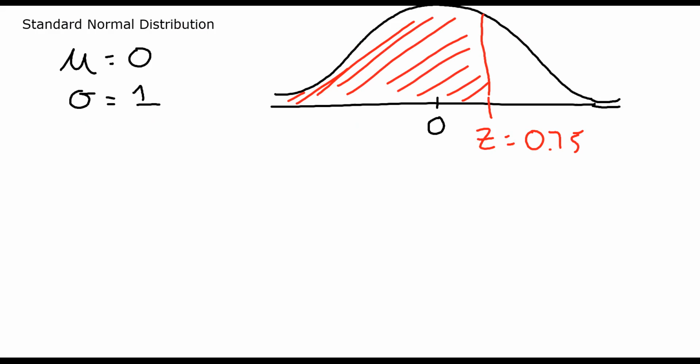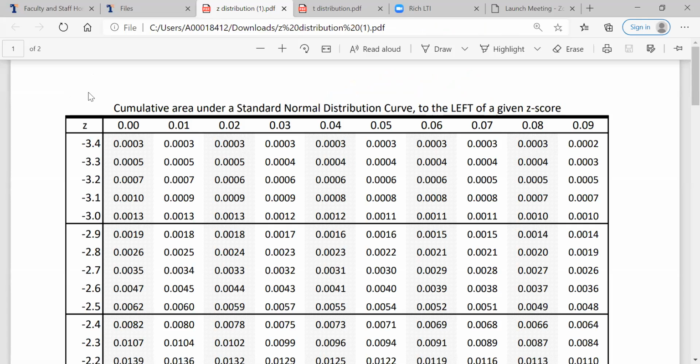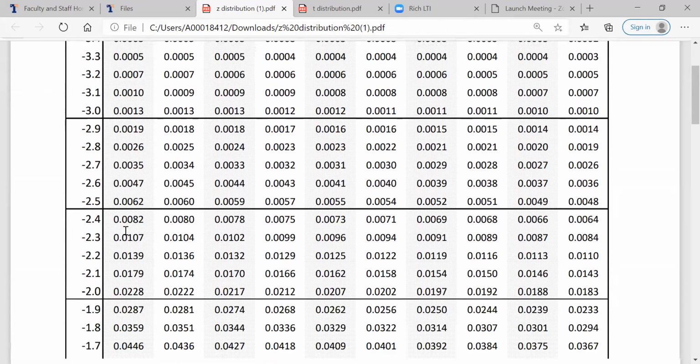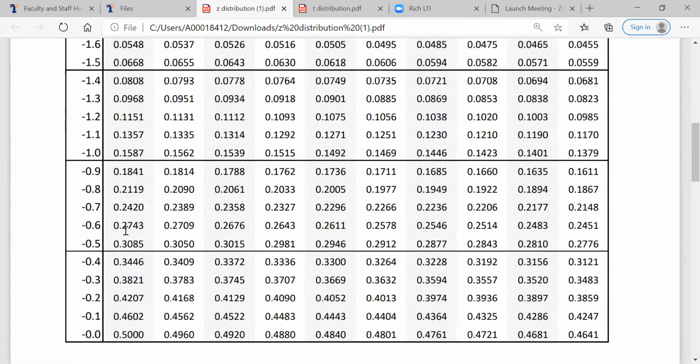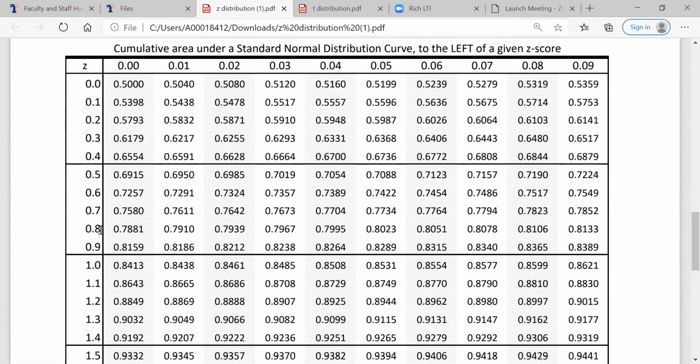In this particular case, we would go to Z equals 0.75. Remember that the numbers on the left side are the digits to the left and right of the decimal place, and the number on the top is the second decimal digit. So to find Z equals 0.75, we would have to go to the second page where the Z's are positive. Put a 0.7, which would be this row. And then the 0.5 column means 5 in the second decimal digit.